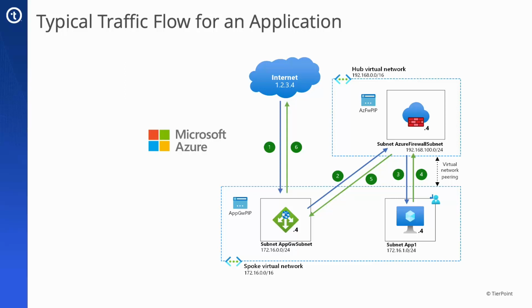The VM responds and sets the destination IP to the app gateway. User-defined routes in the VM subnet redirect those packets to the Azure firewall, at which point the firewall forwards the packets to the app gateway, and the gateway answers the client.